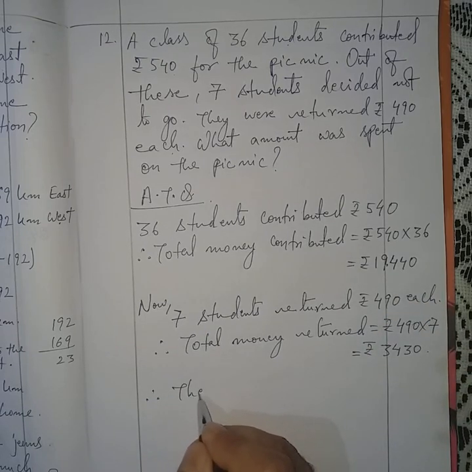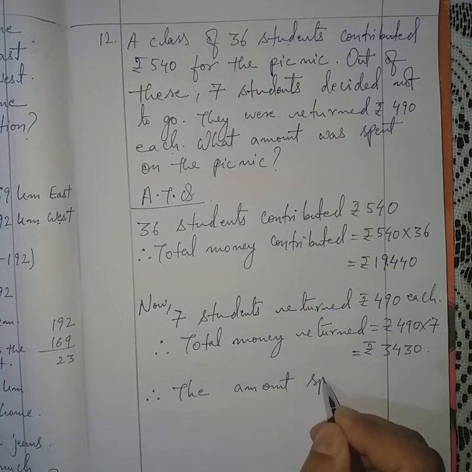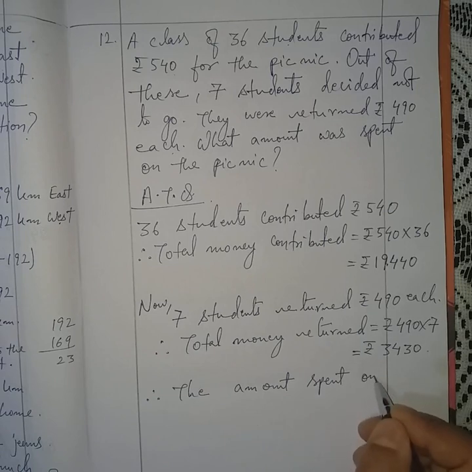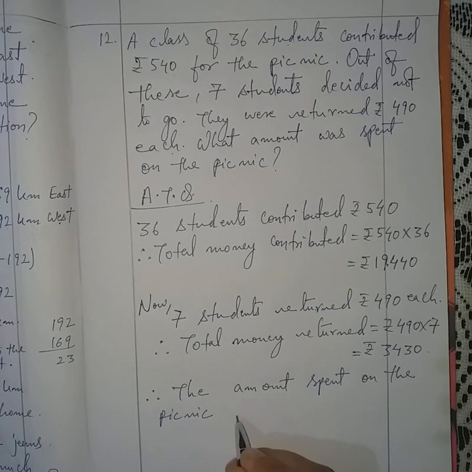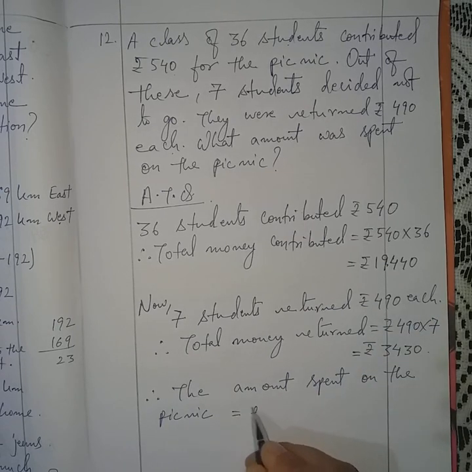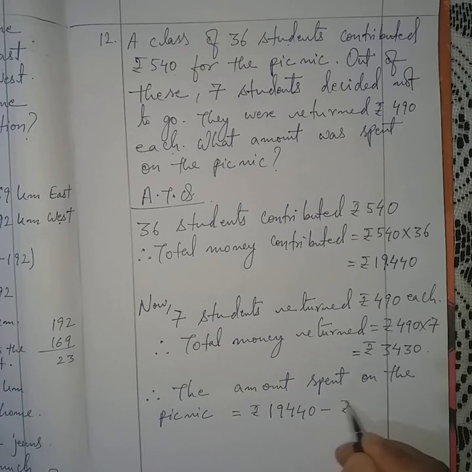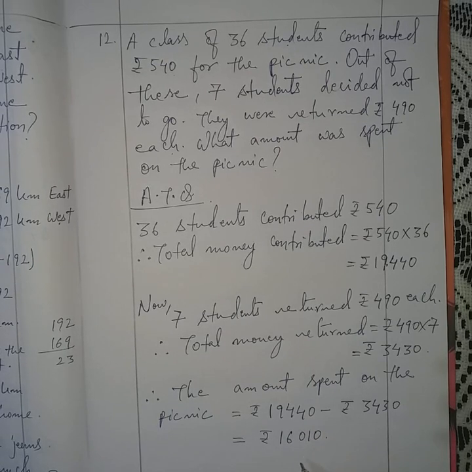Therefore, the amount spent on the picnic will be equal to rupees 19,440 minus rupees 3,430. So if we subtract, we will get how much? Rupees 16,010. So this was your revision class.